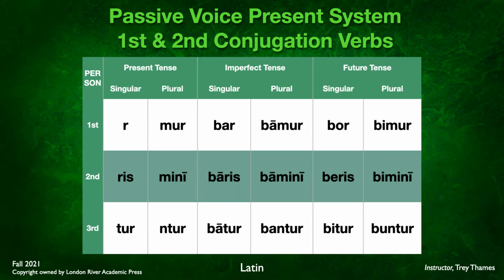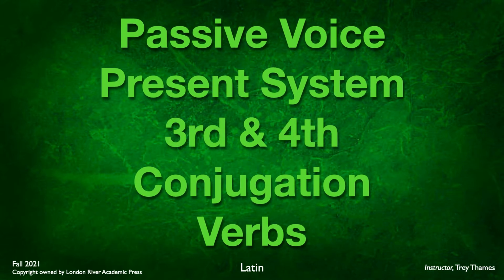Now, just as in the active voice, the third, fourth, and third IO act just a little bit differently than the first and second conjugation verbs in how the connecting vowel from the second principal part plays out in the different tenses, but it also is different in the future. And so let's take a look at this in a little bit more detail. So again, this is present system, passive voice for third, fourth conjugation verbs.